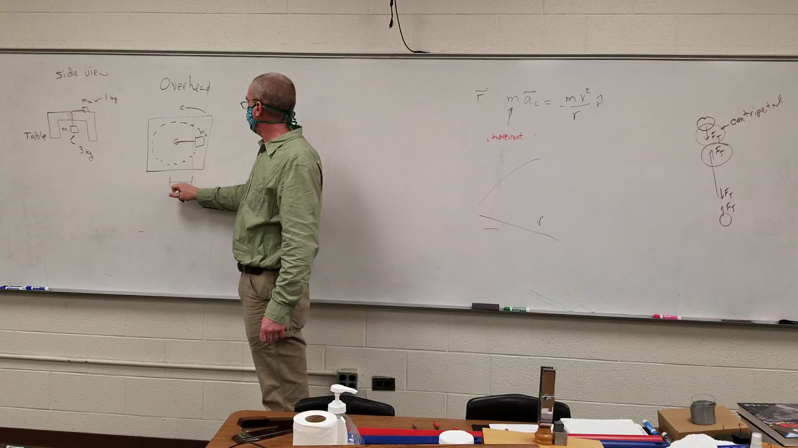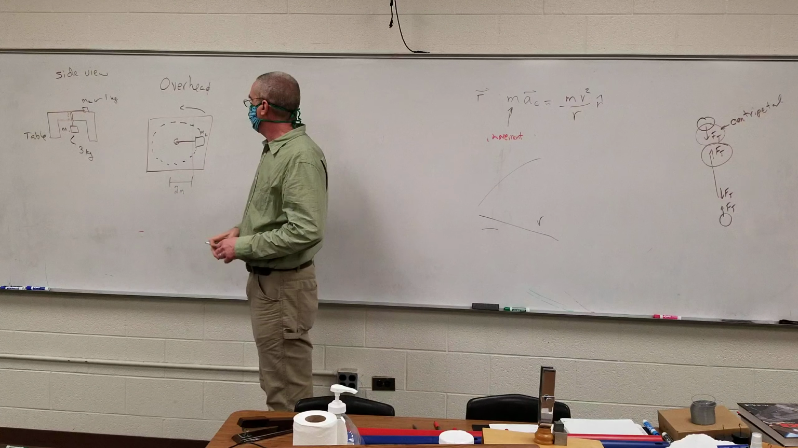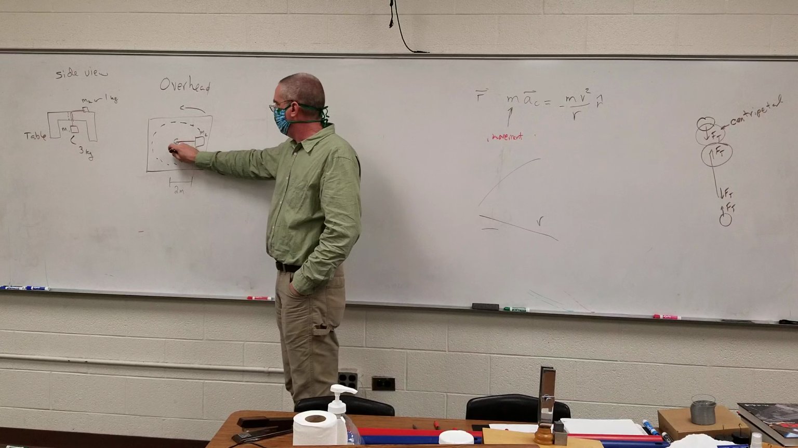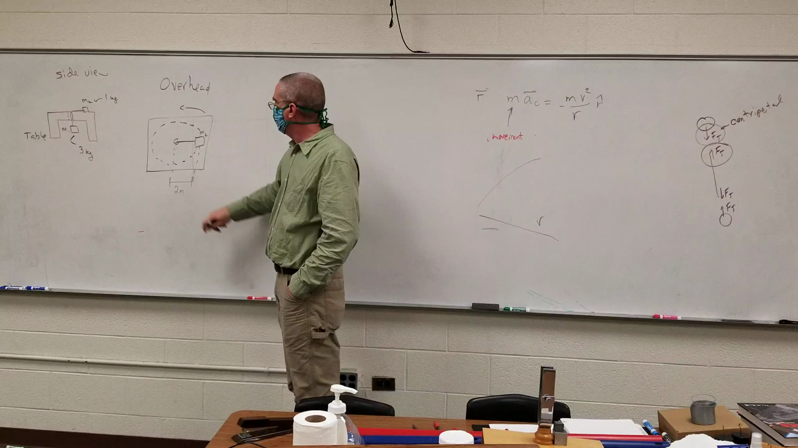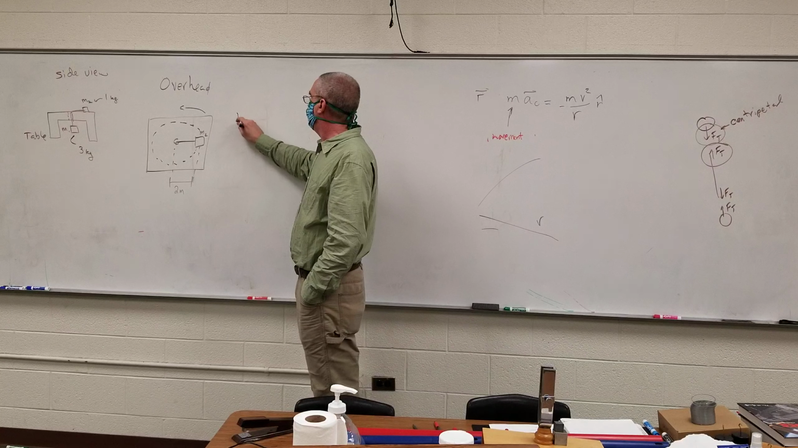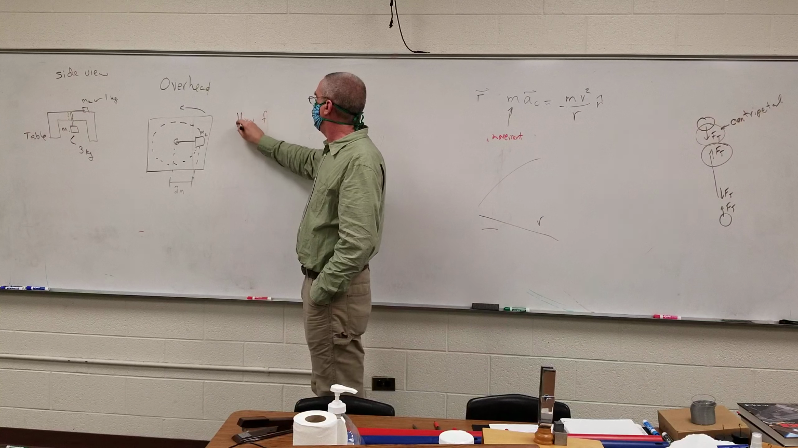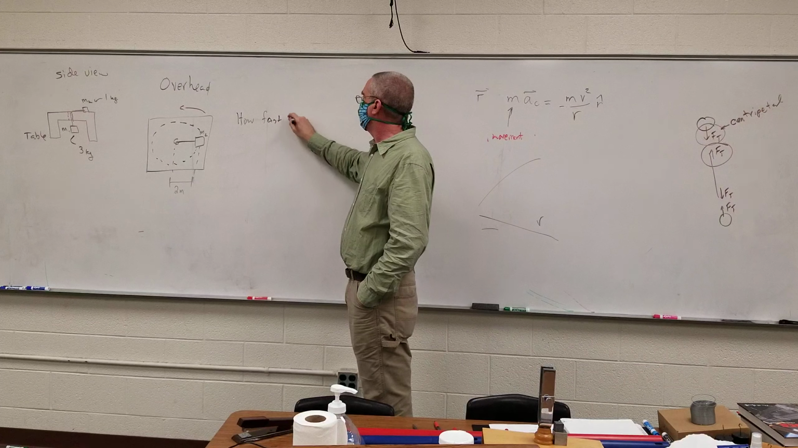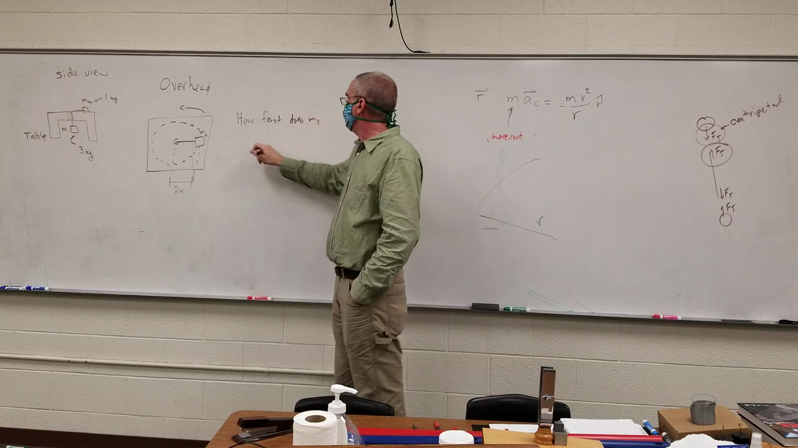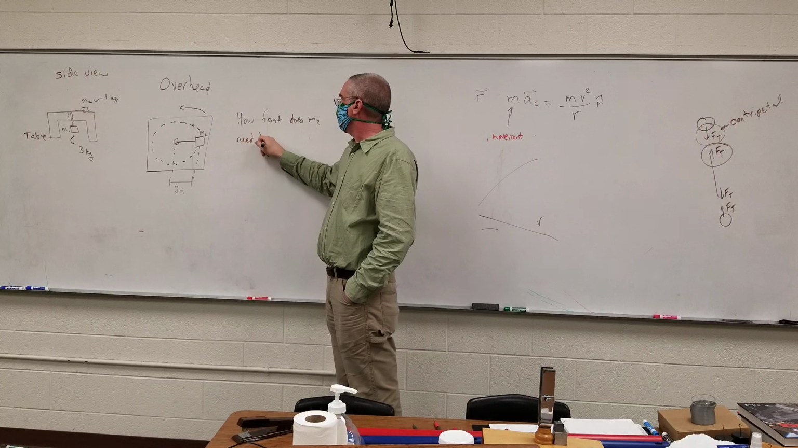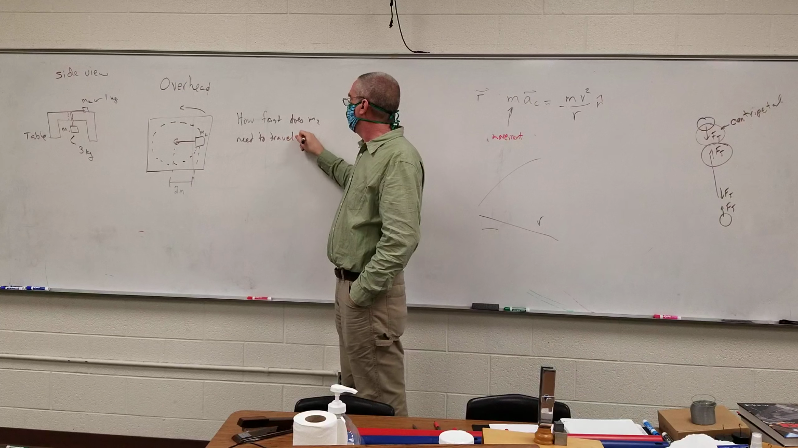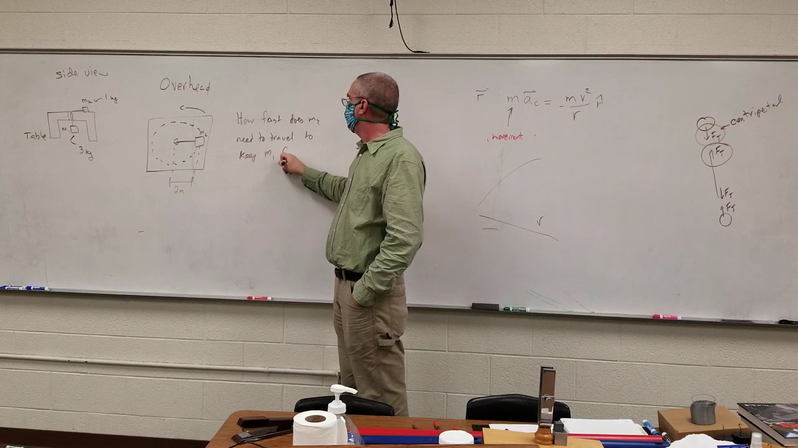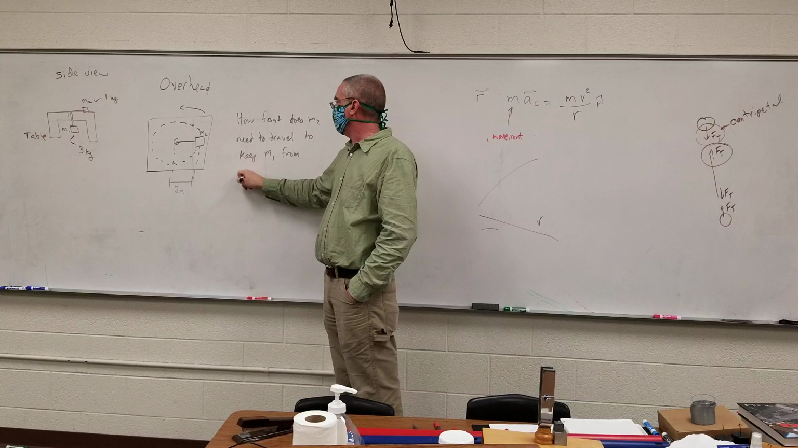Using a 1 and a 3, let's make it 2 meters. It's a really big table. How fast does mass 2 need to travel to keep mass 1 from moving?